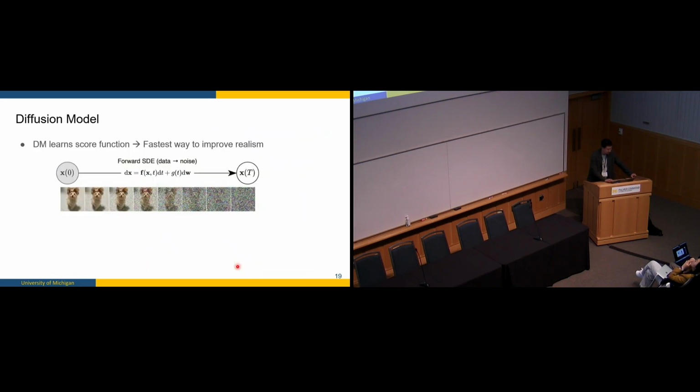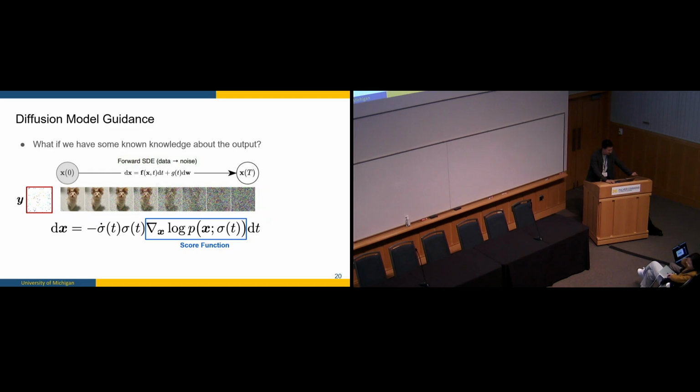Okay, so here's another review, probably like the fifth review of diffusion models you've seen today. So these diffusion models, I'm going to go very quickly. It learns a score function. It just tells you the best way to improve the realism given a corrupt image. So the backward process of this diffusion model is a denoising process. What's important is that you learn this score function that tells you how to improve this image to look more realistic according to the data distribution. Okay?